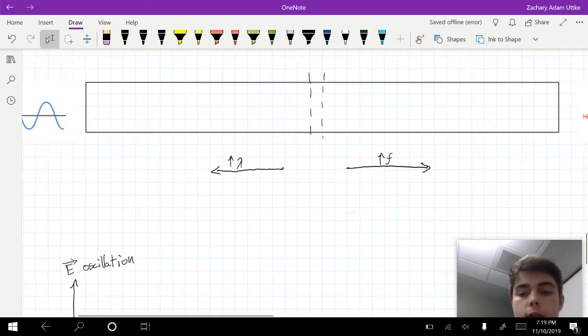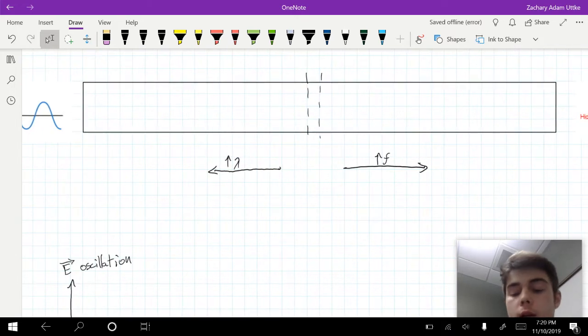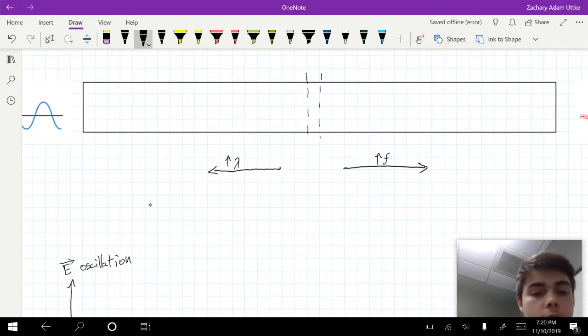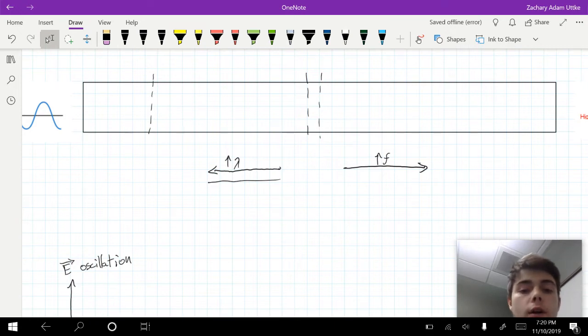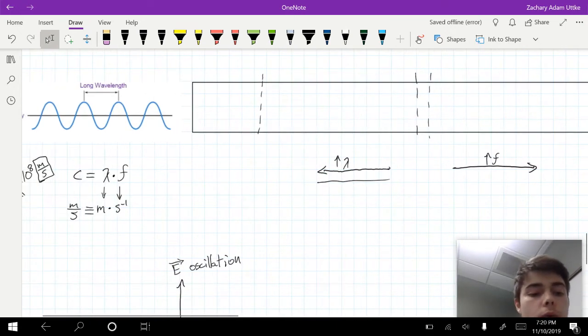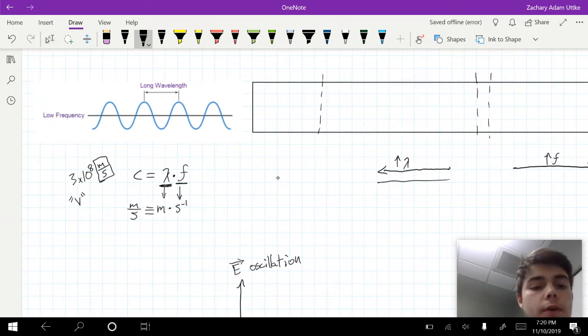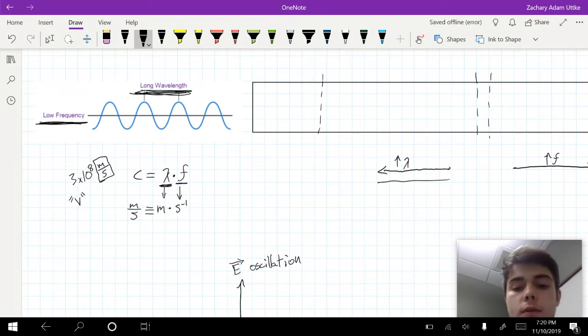Looking at our rectangle right here, this is going to be our spectrum. As we can see by this arrow, as we're going to the left, the waves are getting longer. Wavelength and frequency are inversely proportional. As the wavelength gets bigger, the frequency gets lower. A long or high wavelength corresponds to a low frequency.